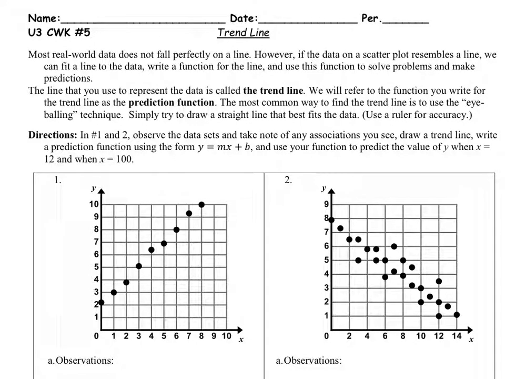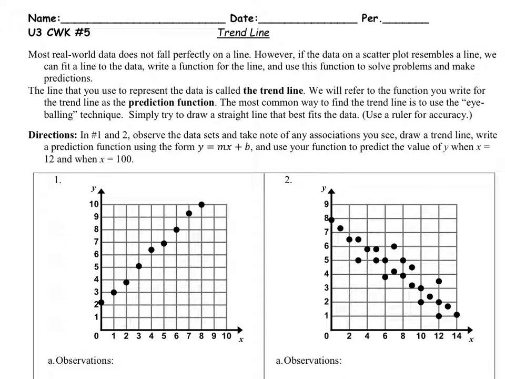Alright, most real-world data does not fall perfectly on a line. However, if the data on a scatterplot resembles a line, we can fit a line to the data, write a function for the line, and use this function to solve problems to make predictions. So what that means is after we draw the line, we can ignore the points that are on the graph because the line is what we should expect to happen in the future.